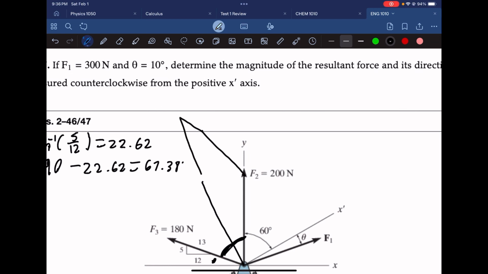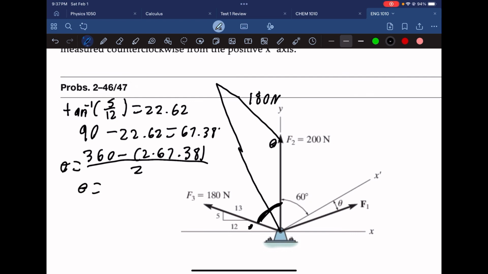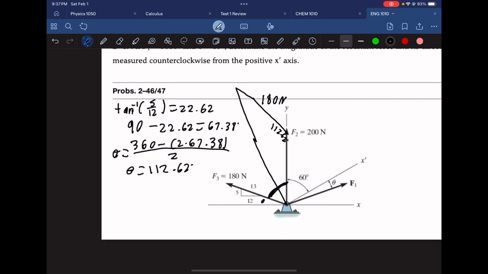Now let's do a triangle rule. So, make our triangle: 180 newtons. The whole thing is 67, so we want to find this, the distance between F3 and F2. What we can do is 360 minus 2 times 67.38 divided by 2, which means our angle is 112.62 degrees. So we can erase this and put 112.62 degrees. Just like that.